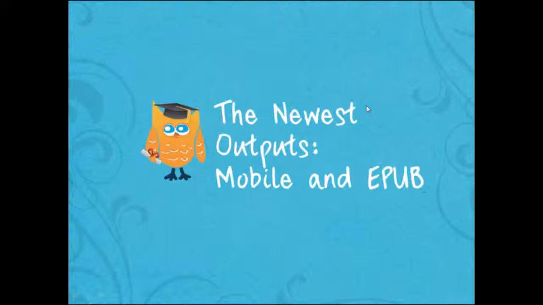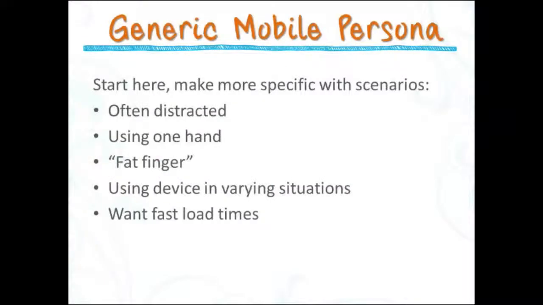Okay, the newest outputs. Let's dive into single sourcing by talking about these new outputs, Mobile and EPUB. I have some background information about them, and also we're going to look at some tips and tricks. Okay, the generic mobile persona. I actually have a link to some articles about this. So this did come from articles and different research I've done.